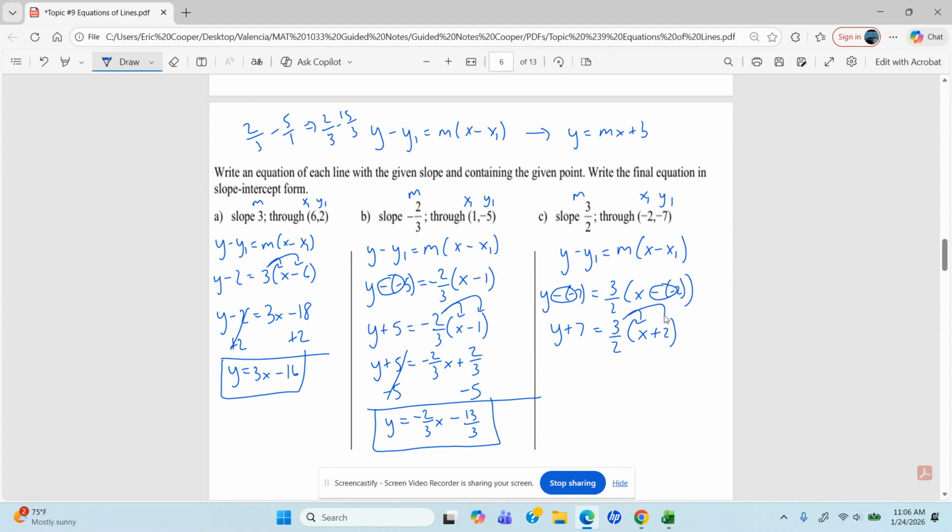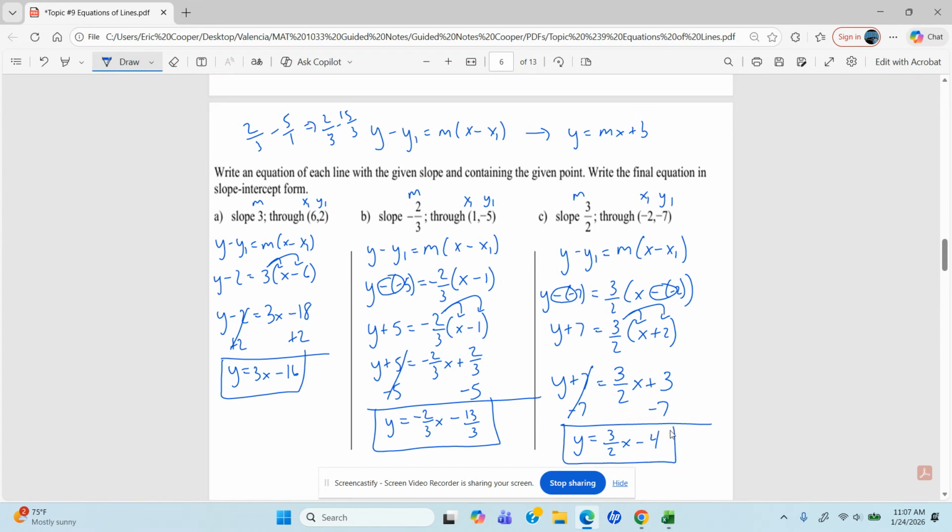I'll distribute 3 over 2 into both parts. Y plus 7, 3 over 2 times x is 3 over 2 x. 3 over 2 times 2, well, 3 times 2 is 6, 6 divided by 2 gives me 3. So 3 over 2 times 2 just gives me 3. My job is to get y by itself, so I will subtract 7. Y equals 3 over 2 x minus 4.